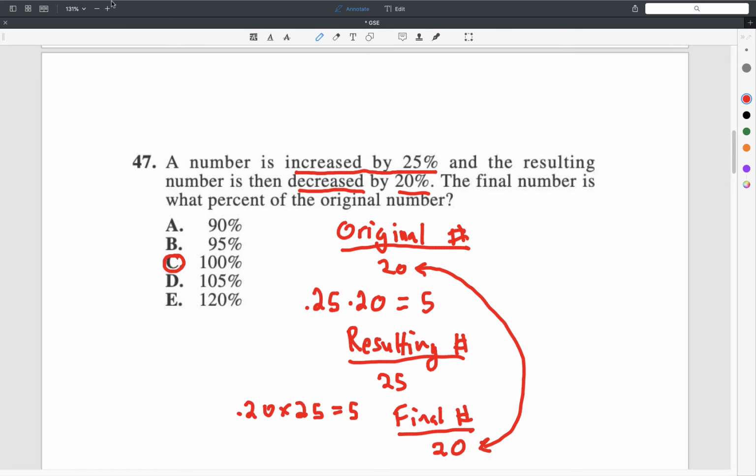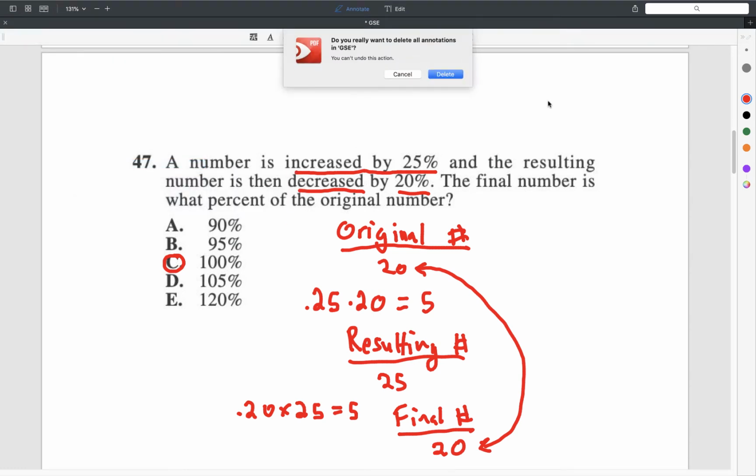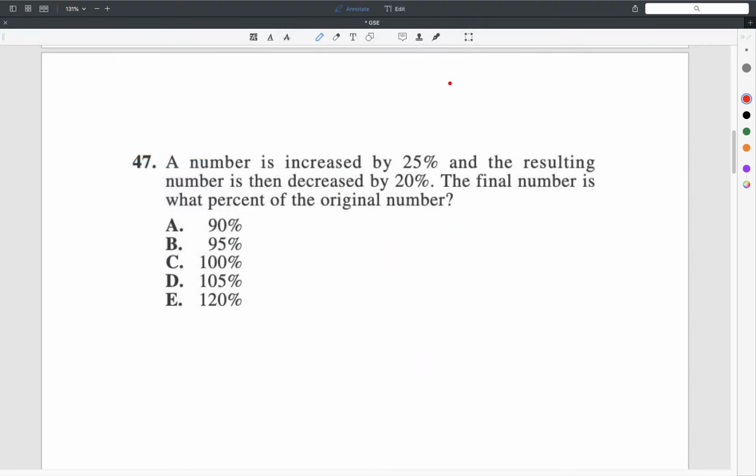All right, so as I said, I'm also going to solve this now using just algebra, just so you can see that. Instead of actually giving ourselves an example, we're just going to use a variable here. So it says a number is increased by 25%. Let's just say that our original number is x.